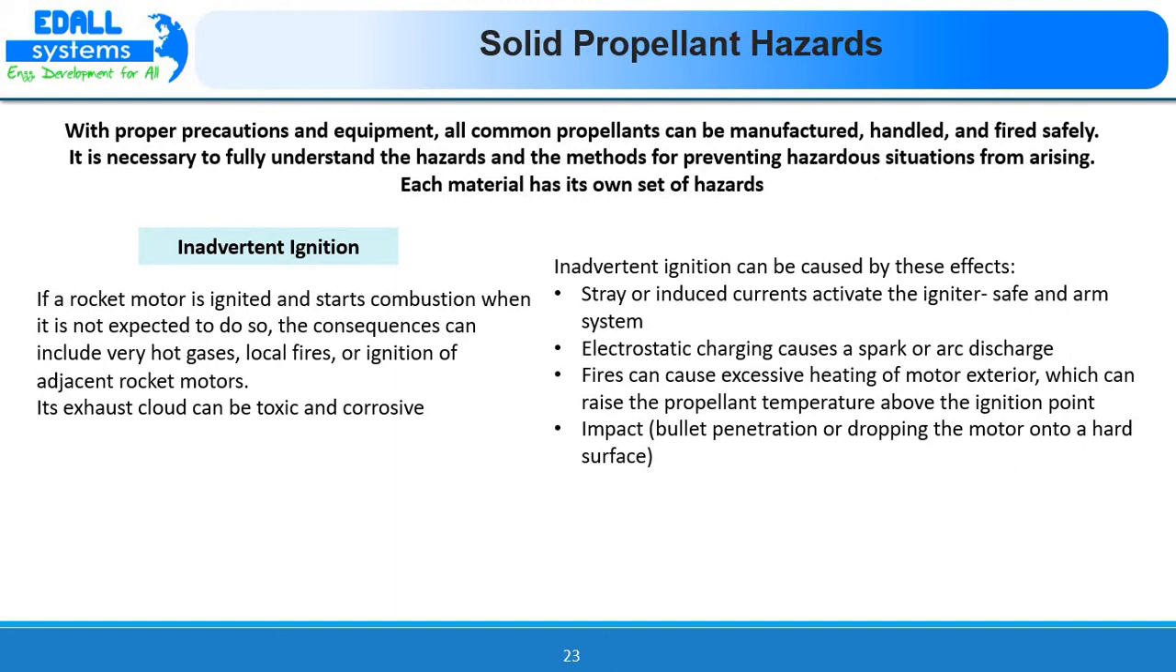So for this, the safe and arm systems are used in rocket motors. Then electrostatic charging causes a spark or arc discharge, which will again cause ignition to happen at an unexpected time. Then fires can cause excessive heating of the motor exterior, which can raise the propellant temperature above the ignition point. Then impact or bullet penetration or dropping the motor onto a hard surface can also cause ignition, which may be a case of an accident.